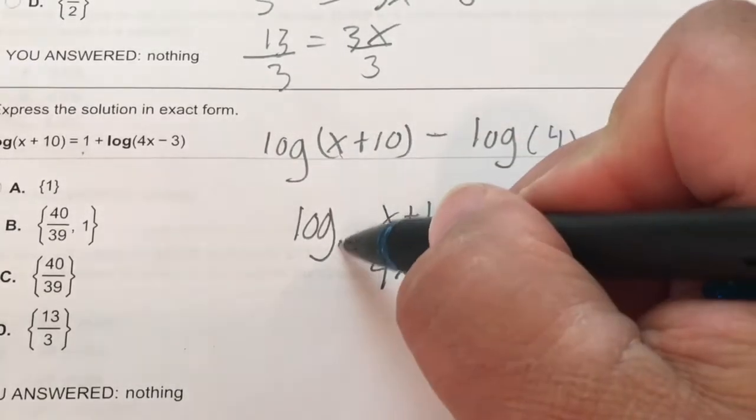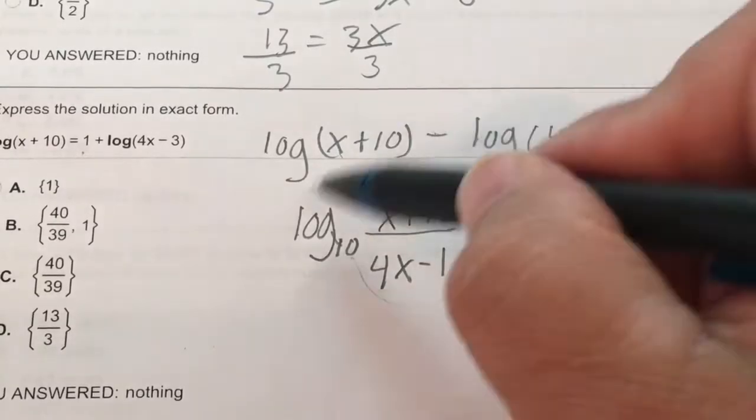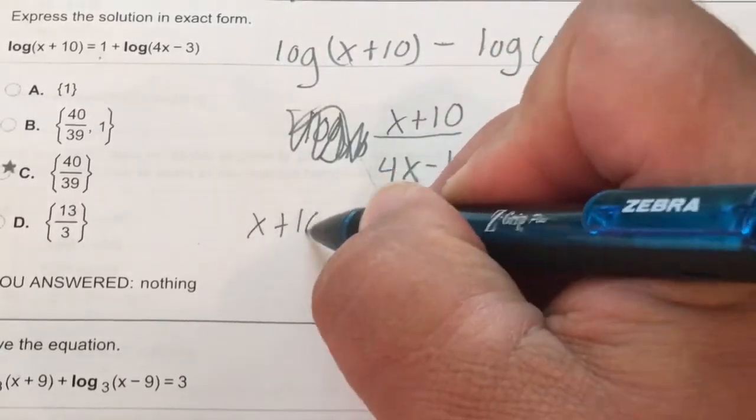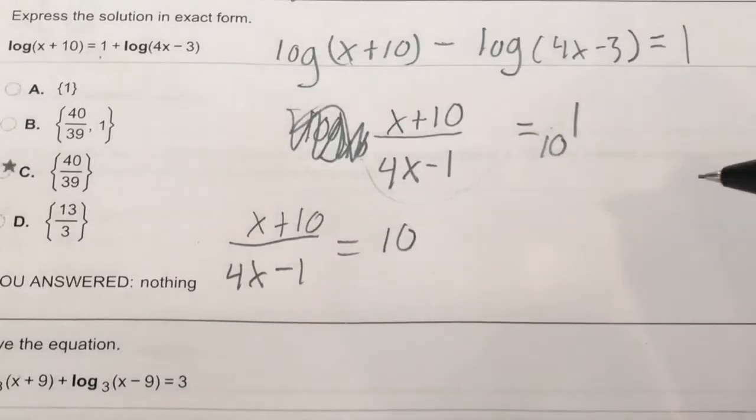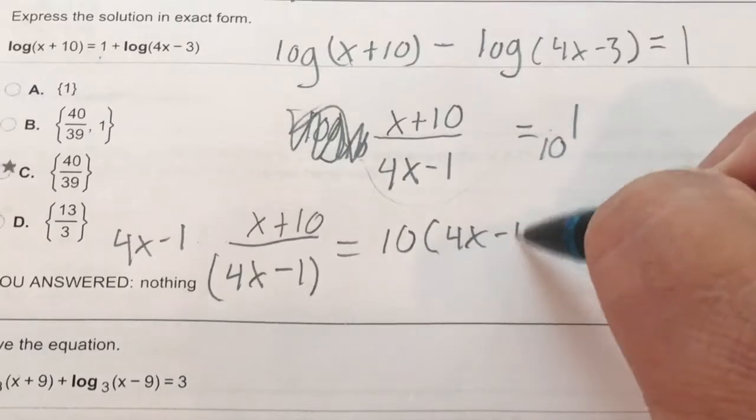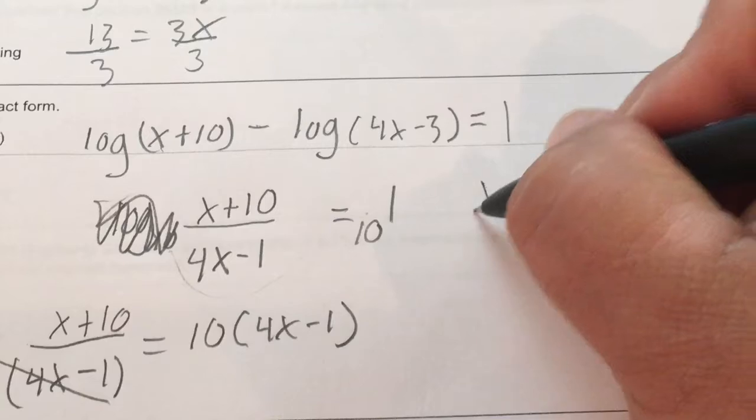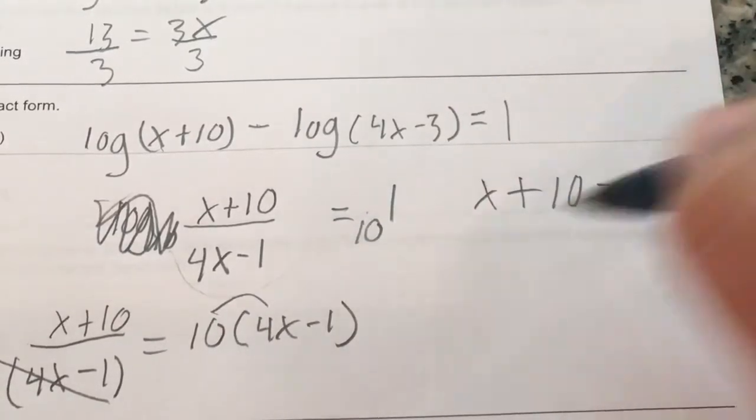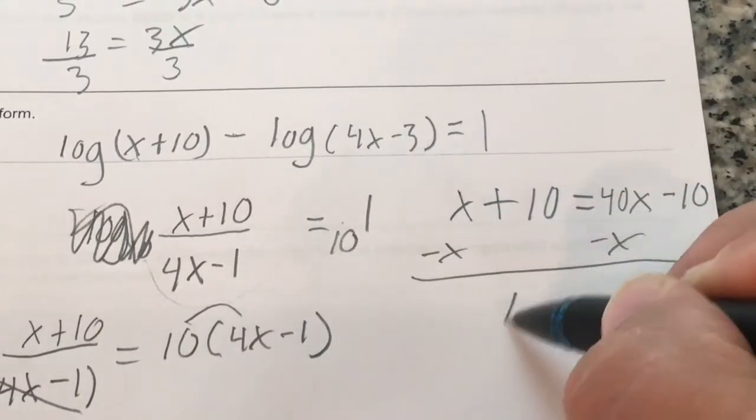Now recall, if there's nothing there, it's a hidden base 10. So my log leg can kick that 10 all the way over, and that's going to raise up that 1. So my final equation that I need to solve is x plus 10 over 4x minus 1 equals 10 to the first, or just 10. Solving this, I'm going to multiply both sides by 4x minus 1. These are going to simplify out. That's going to give me x plus 10 is equal to 40x minus 10. Subtract x from both sides.